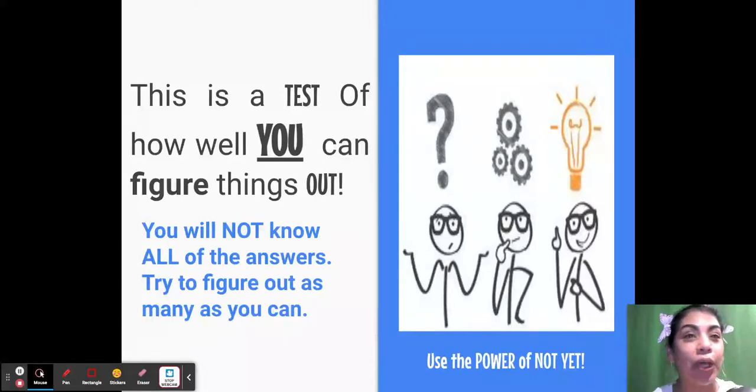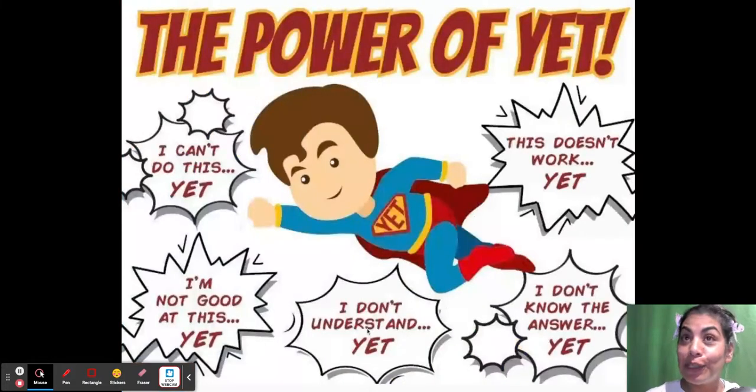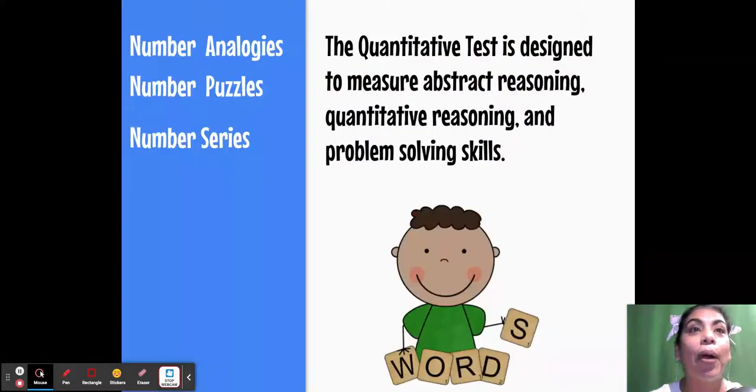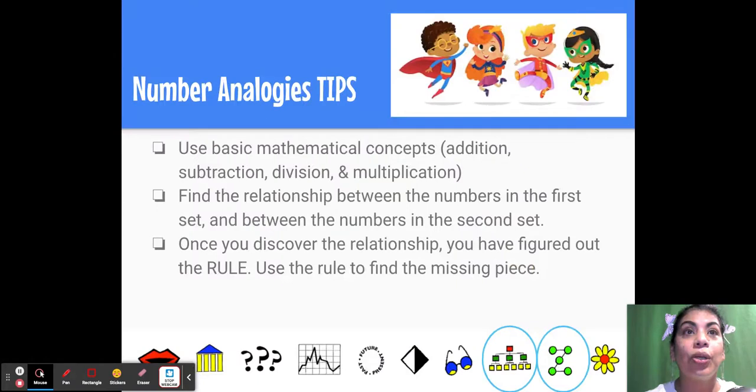And also remember that you're not going to know the answers to all of the questions. In that case, we use the power of yet so that we don't get frustrated during the test, and we know that we can move on if we get stuck with a problem. This particular test has 3 parts, just like the verbal part. It has number analogies, number puzzles, and number series. So I'm going to show you a little bit about each one of those sections.